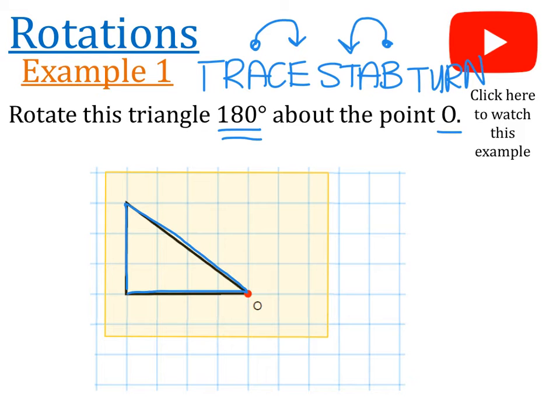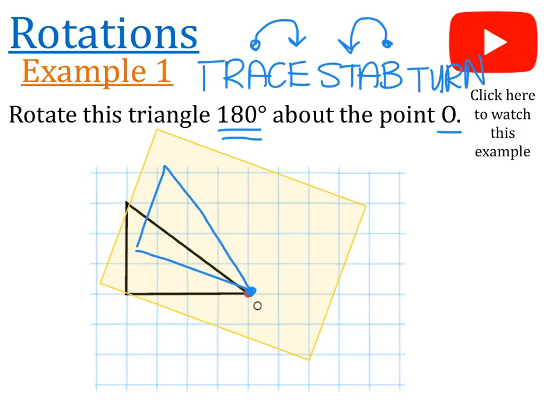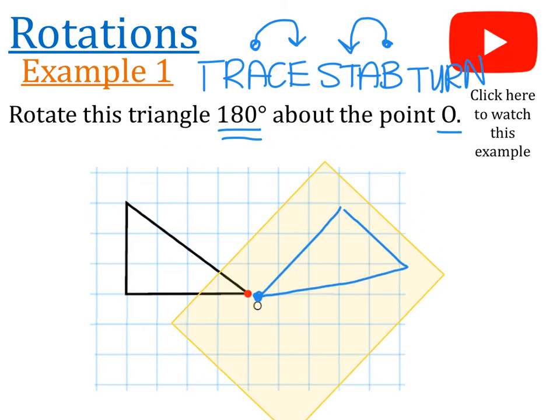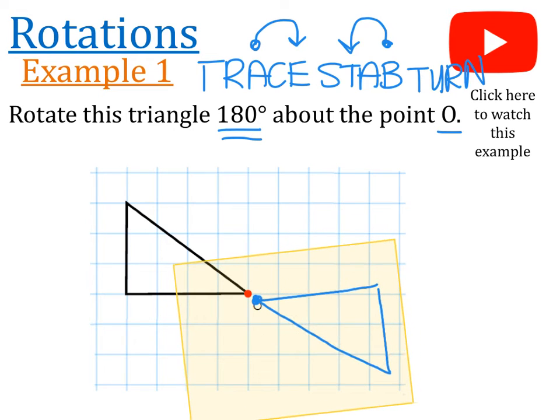And then we want to stab right where this red dot is. That's where I'm going to put my pen. And now I'm going to turn the piece of paper. So this time we're going to turn 180 degrees, so we don't stop here at 90, we keep on going until we get to 180.